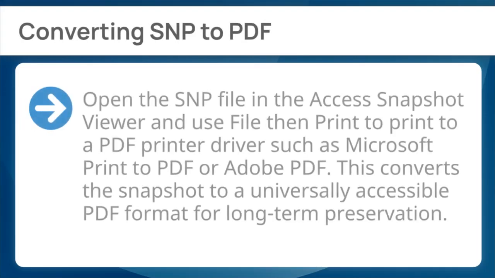Next, converting SNP to PDF. Open the SNP file in the Access Snapshot Viewer and use File, then Print to print to a PDF printer driver, such as Microsoft Print to PDF or Adobe PDF. This converts the snapshot to a universally accessible PDF format for long-term preservation.